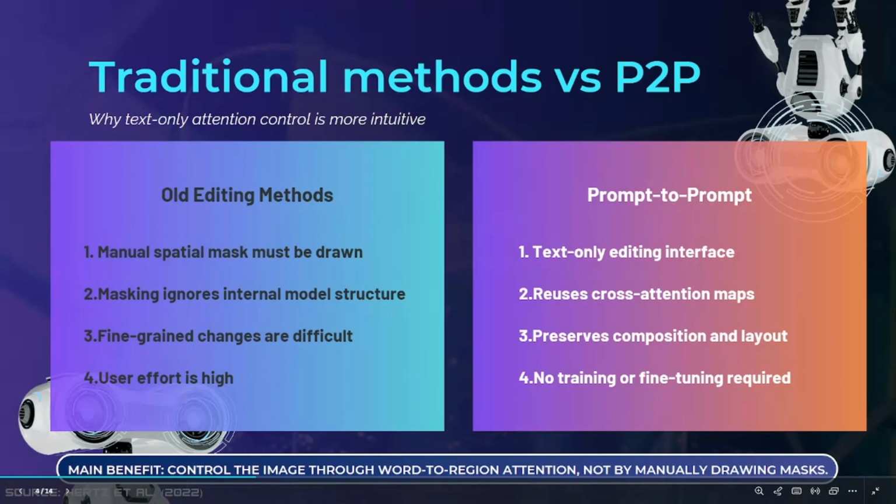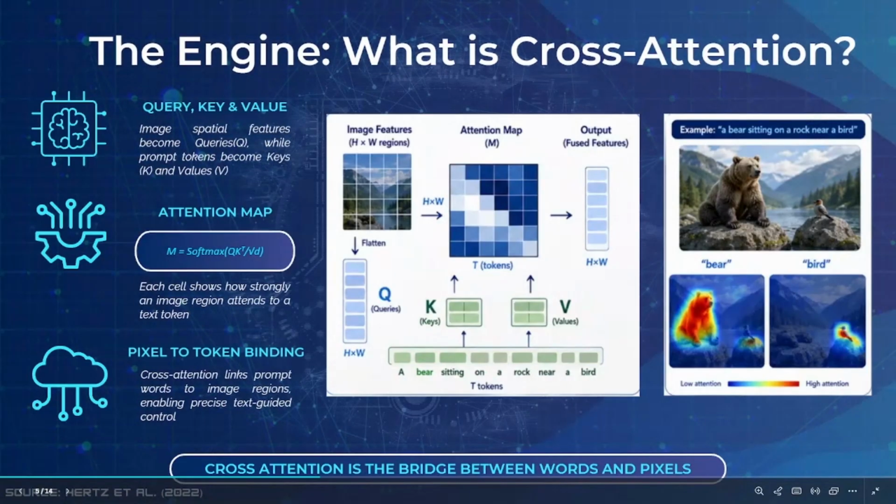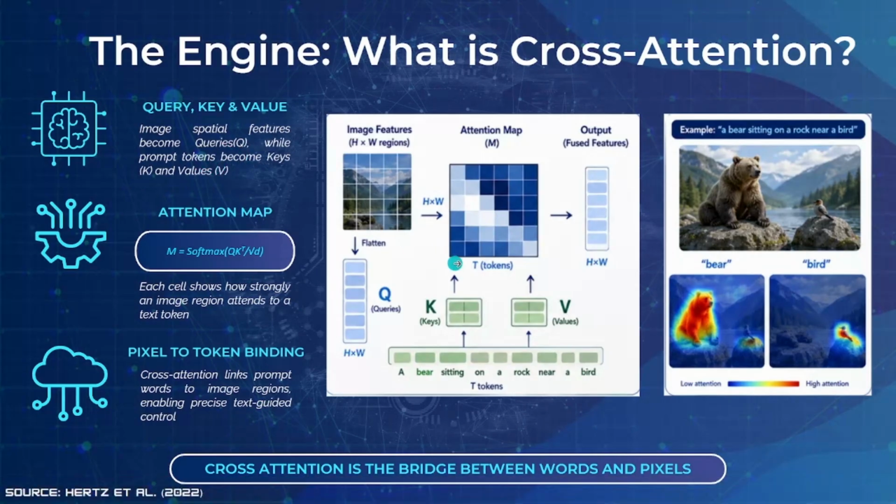So to understand this relationship, first we need to understand cross attention. This is the most important technical concept in our presentation. On the left side, we explain query, key, and value, so that the spatial image features are represented as queries and the text tokens from the prompt are represented as keys and values. In the center, we can see the attention map formula. You can see M equals the softmax of Q multiplied by K transpose divided by the square root of d. The resulting attention map shows how strongly each image region is influenced by each text token.